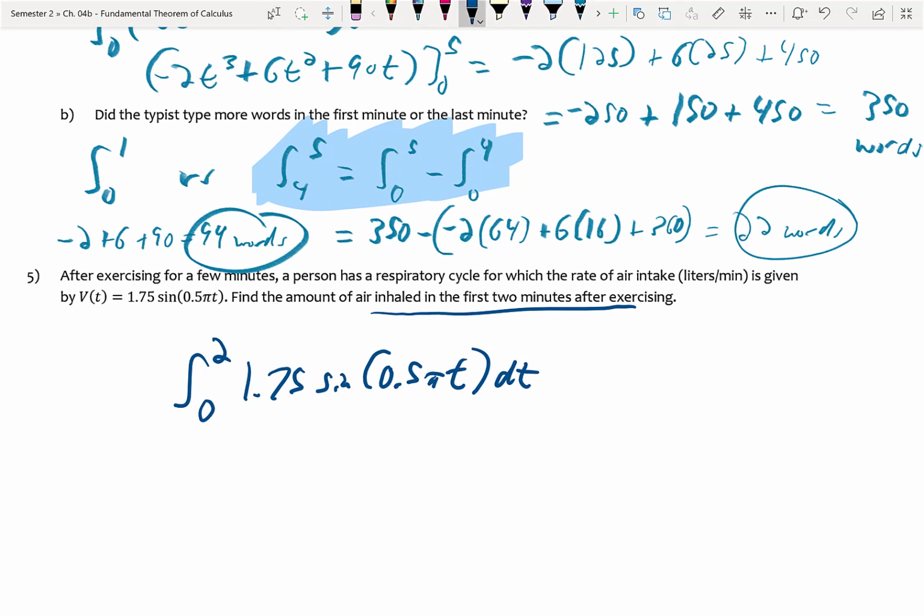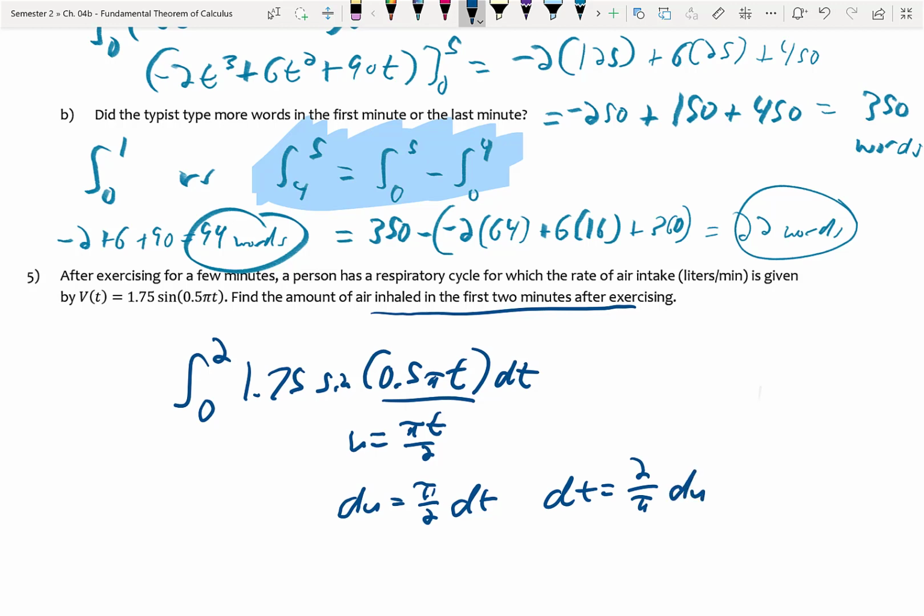Okay, let's pull the 1.75 out. And let's do a u substitution. U is equal to this, right? Pi t over 2. So du would be equal to pi over 2 dt, which means dt would be equal to 2 over pi du. And when you pull that out, you have the 1.75 that you already pulled out, and you have the 2 over pi.